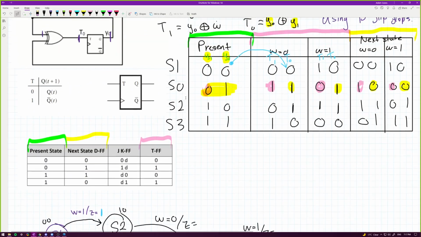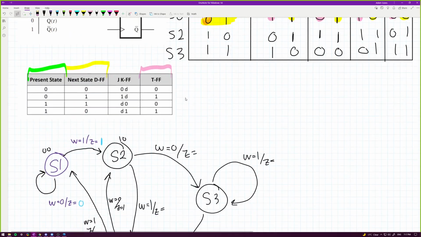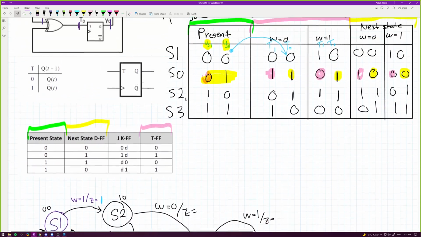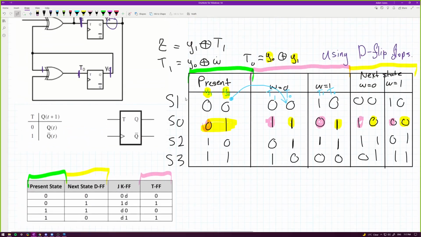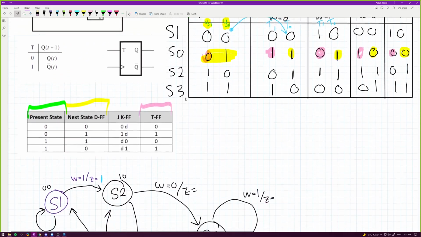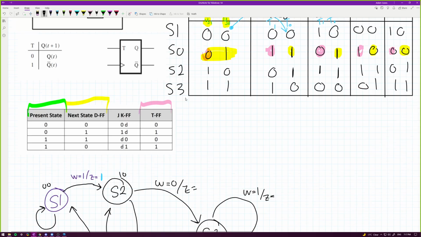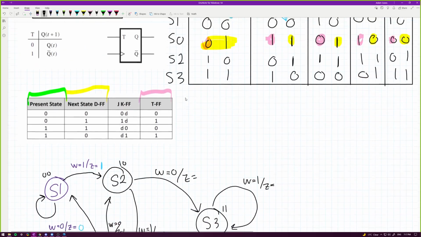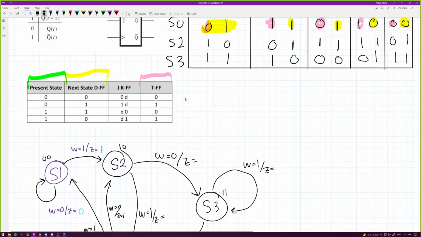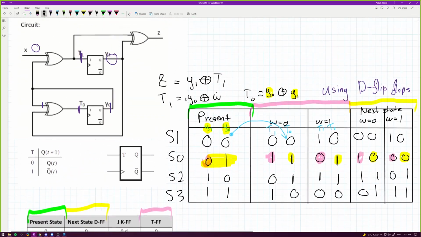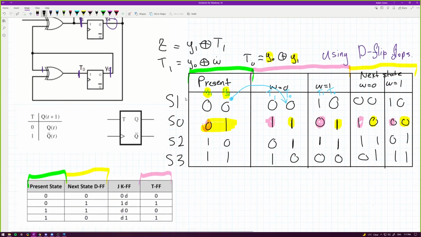Let me just remind us, everyone ready for timing diagrams? Yeah, for sure. We'll do more examples like that. Let's make sure I write down the present state. So 0, 0 is S1, 1, 0 is S2, S3 is 1, 1, and S0 is 0, 1. Now I just want to find the output. The output is Y1 XOR T1. So I can just do that from this table here.